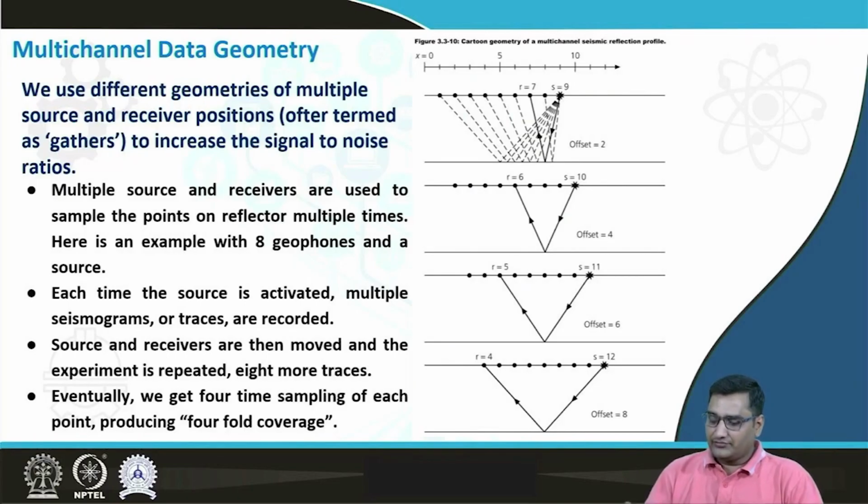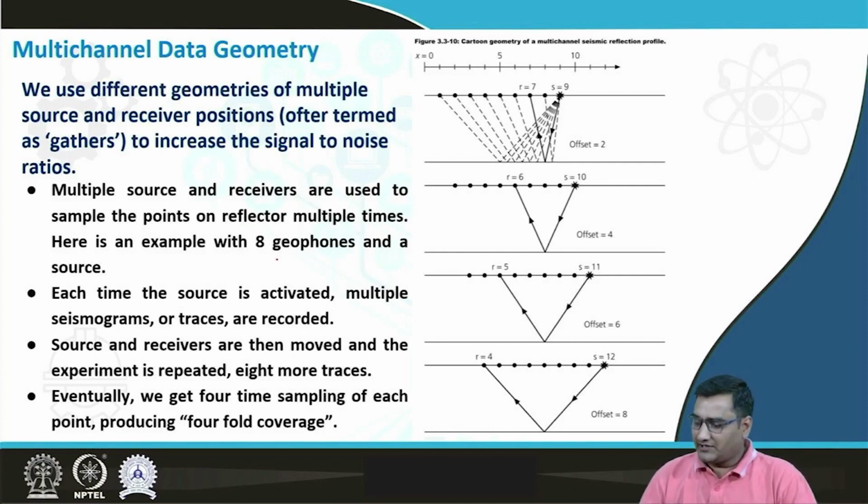We are going to talk about multiple channel or multi-channel data geometry, in which multiple sources and multiple receiver positions are used to increase the signal to noise ratio. While using multiple sources and receivers, we can sample the same point on the reflector multiple times in order to get a high signal to noise ratio.